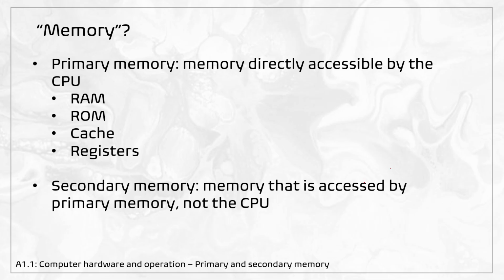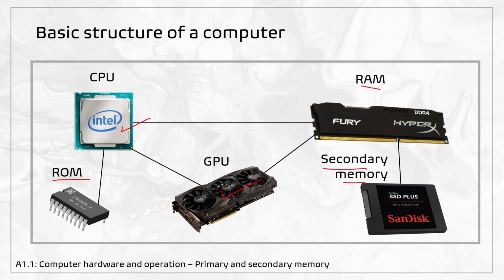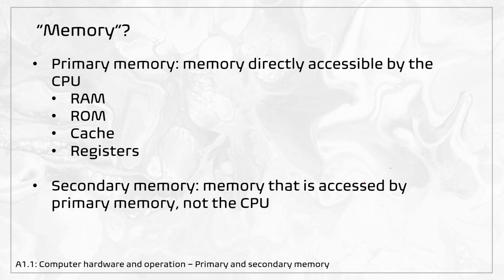First is primary memory, which is memory that is directly accessible by the CPU. If you look back at this computer diagram, you can see RAM and ROM linked to the CPU, making them primary memory. Registers such as the MAR, MDR, or cache also count as they store information as well, making them memory. We've seen RAM, registers, and cache before, but what exactly is ROM?